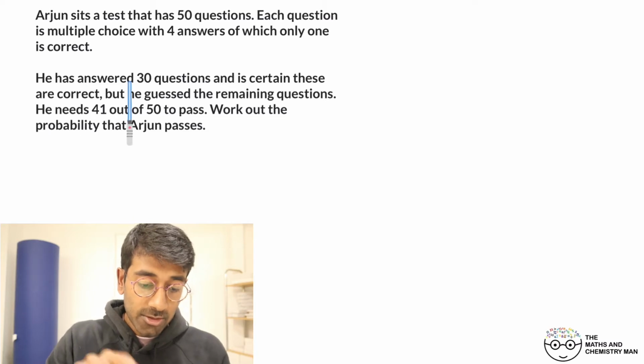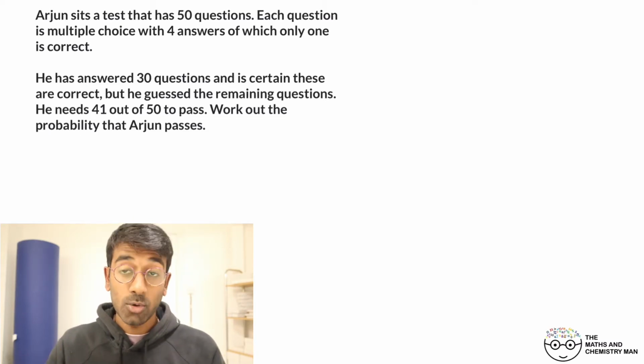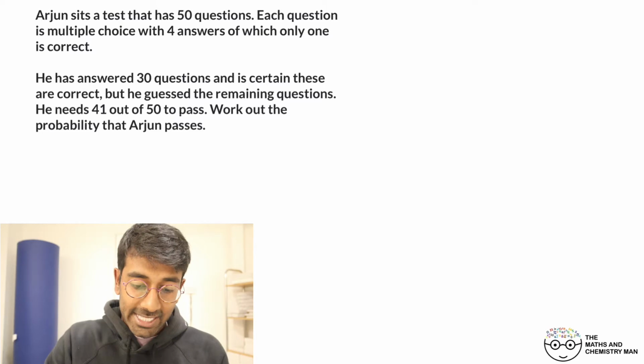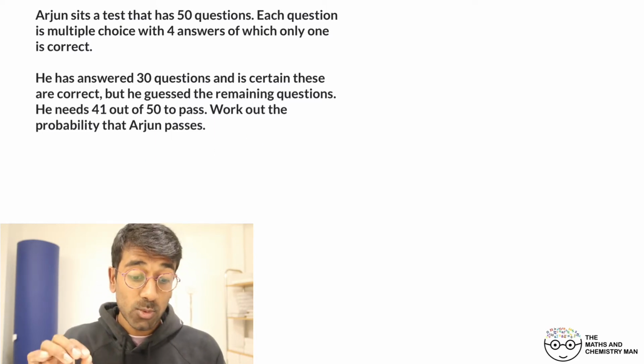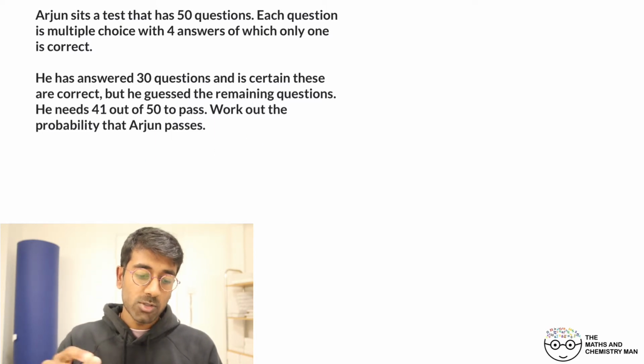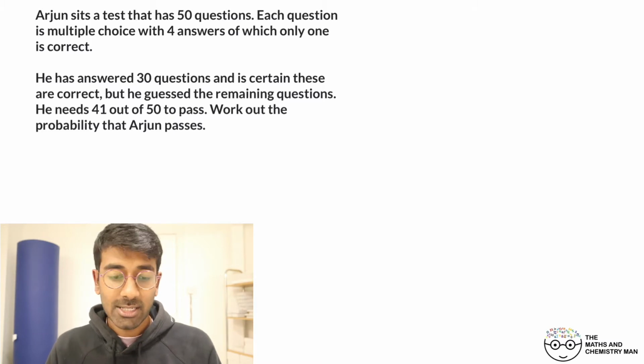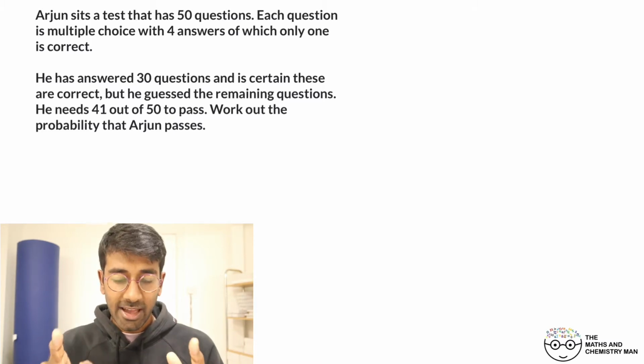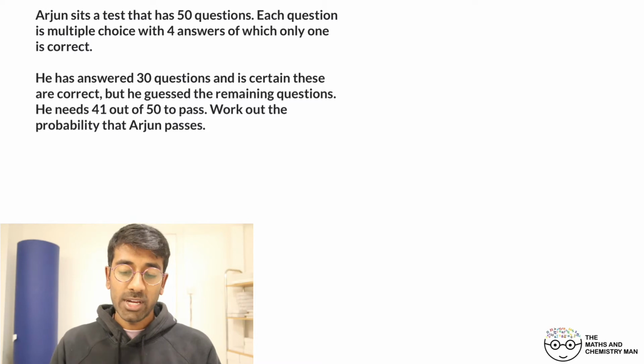So he has answered 30 questions and is certain that those are definitely correct, but he guessed the remaining ones. So he needs 41 out of 50 to pass. And what we need to do is work out the probability that Arjun actually passes. So, tricky. Have a little think, jot it down, and we'll catch up in a couple of seconds to go through the solutions.